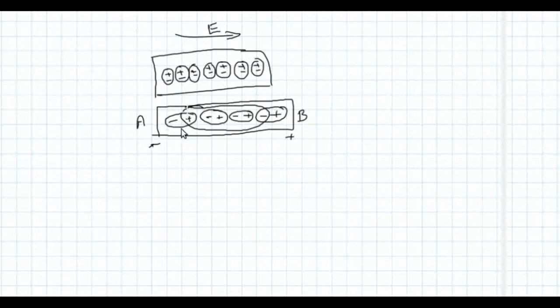But there is a negative charge outside this camp, and there is a positive charge outside this camp. And this will give a net positive charge at the end B of the dielectric, and a net negative charge at the end A of the dielectric. So in short, even though this dielectric doesn't have any net charge, by the application of an electric field, this dielectric gets net positive and negative charges at the 2 ends. So this is what happens when we apply an electric field.